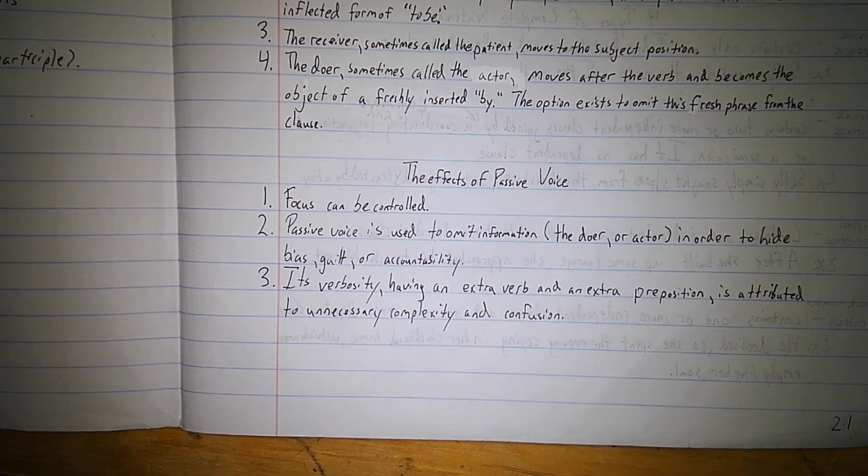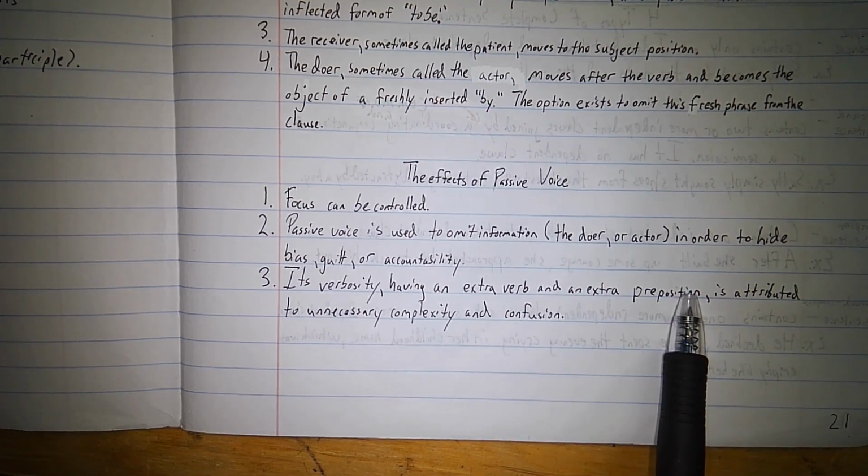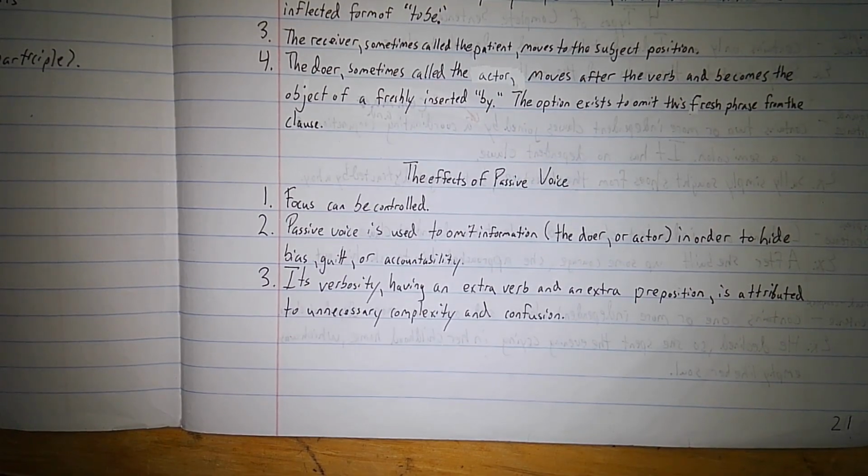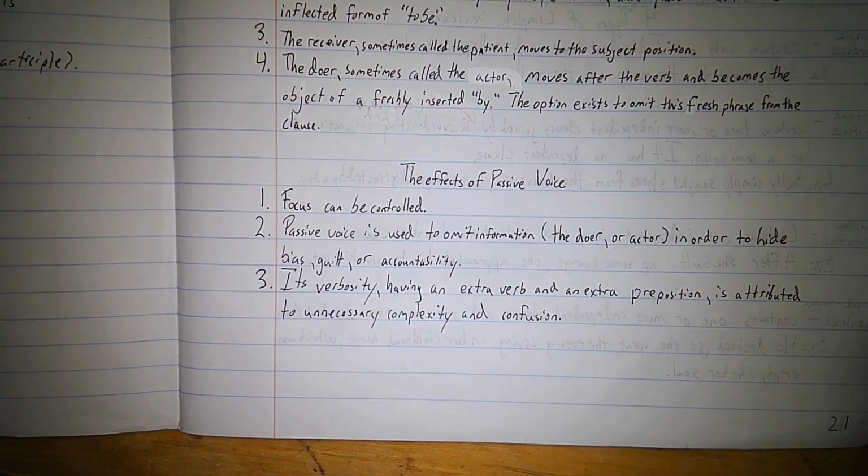And then the final one is verbosity: having an extra verb and an extra preposition, because we have to add like to be, and we have to add by, is attributed to unnecessary complexity and confusion. That's an effect, and it might not be a positive one, but it is one nonetheless. It's why, in the first video, I talked about how there is a malicious group of underground people who are trying to contaminate the minds of our youth, that passive voice is to be avoided, which is silly. But I already said that, so no more shade needs to be thrown.